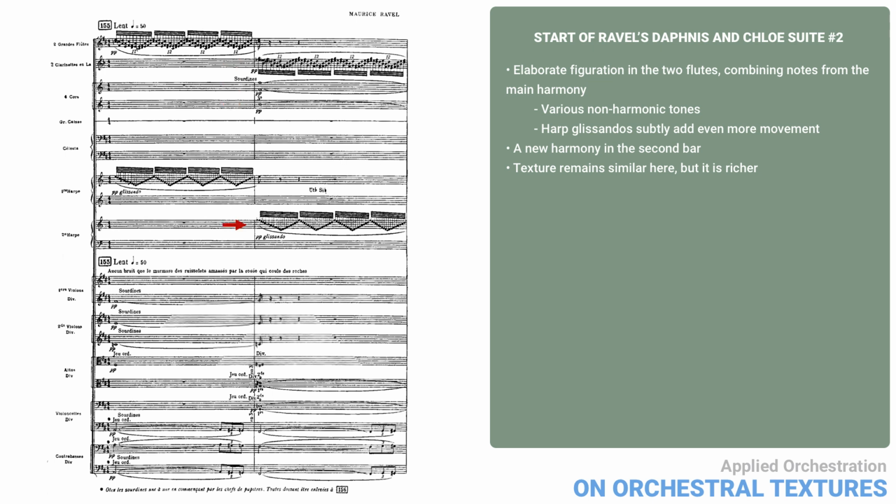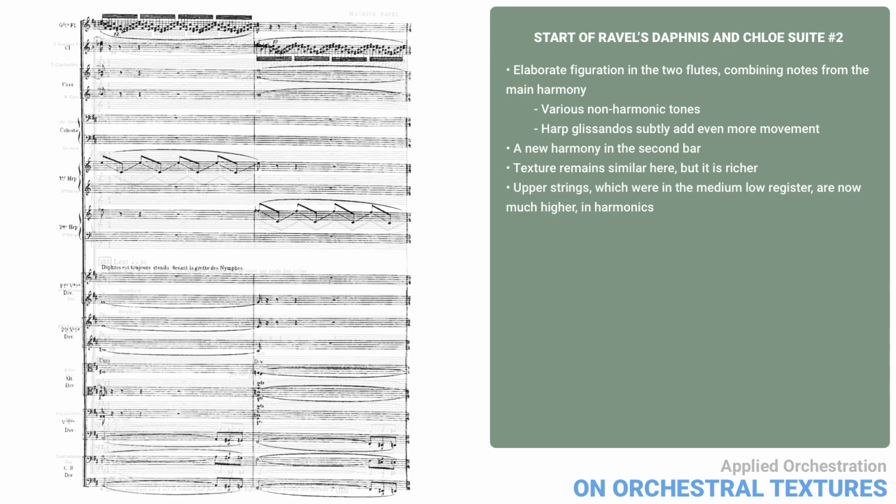The harp acts as before in the new harmony. The upper strings, which were in the medium-low register, now are much higher in harmonics. The F sharp in the bass then goes back up to A. The next two bars repeat the first two bars.